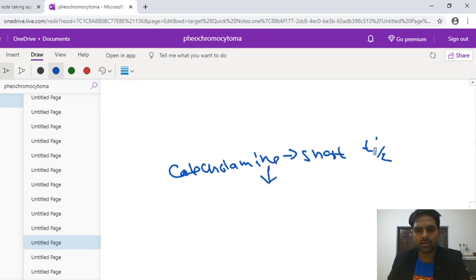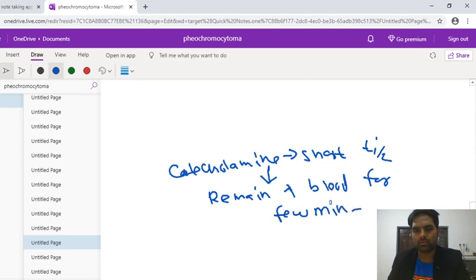Okay, so it will remain in the blood for a few minutes to a few hours only. Now, when the level of catecholamine is high in the blood, the patient will have hypertension.